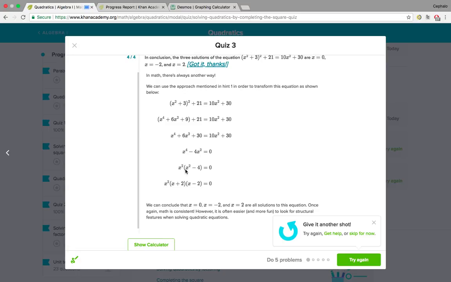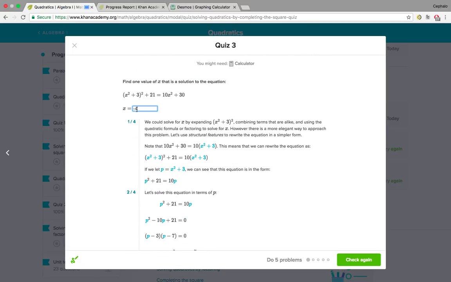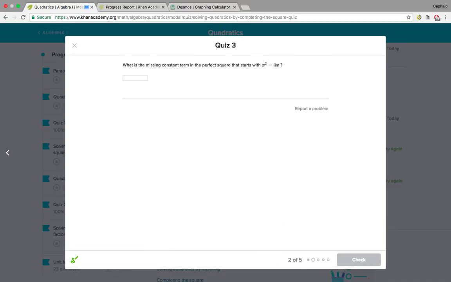This devolves into twos, not fours. Jesus Christ. Damn it. What is the missing constant term in the perfect square? Well, divide by 2. 2 is 4. It's 4.